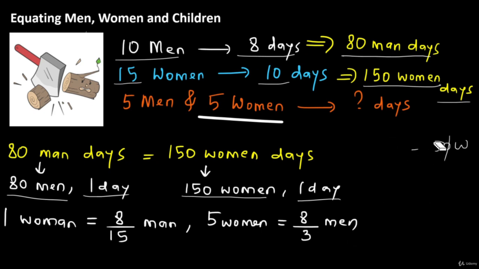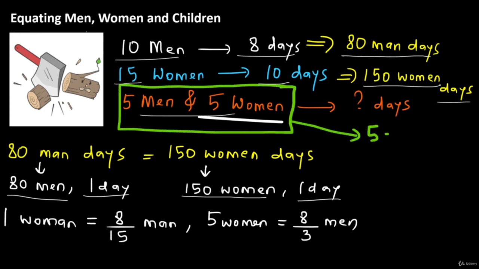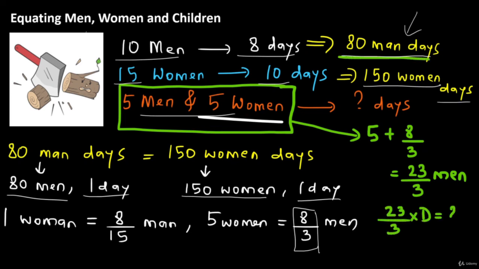Alright. Now 5 men and 5 women. Therefore over here, this part over here is equal to 5 plus 8 by 3. That's what we found over here. Men, right? So that's equal to 23 by 3 men. Now we know that this work over here is 80 man days. Therefore 23 by 3 into days, right, is equal to 80, and we can calculate that the number of days required would be 240 by 23.